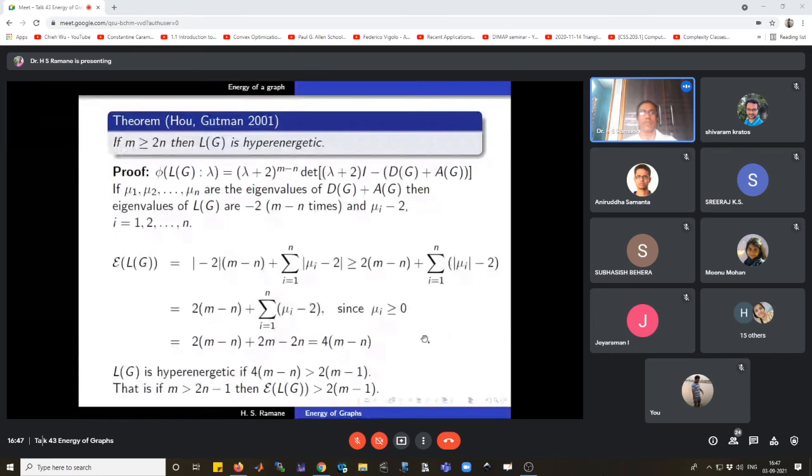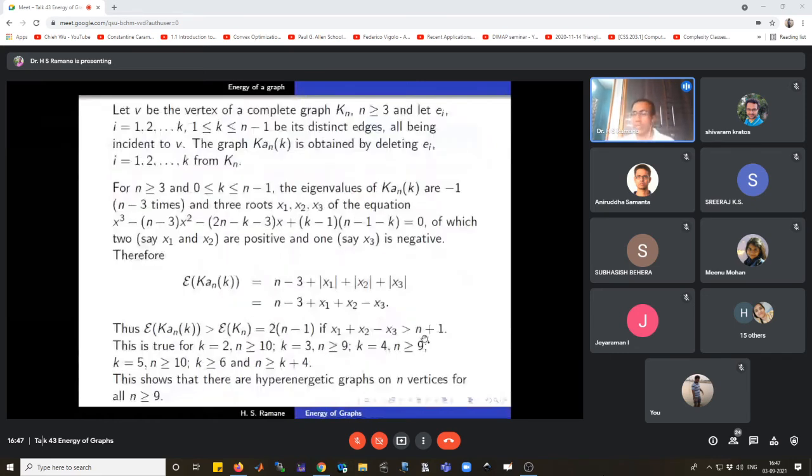Now, whether hyperenergetic graphs exist for all n, that is the question. So for that, suppose V is a vertex of a complete graph Kn, and say E_i are the edges of the complete graph, E1, E2, and so on, En minus 1, all incident to the point V. Then the graph K_n^k is obtained by deleting k of those edges. Remove the edges which are incident to the point V. Now k edges we have to remove, and that graph is denoted by K_n^k.